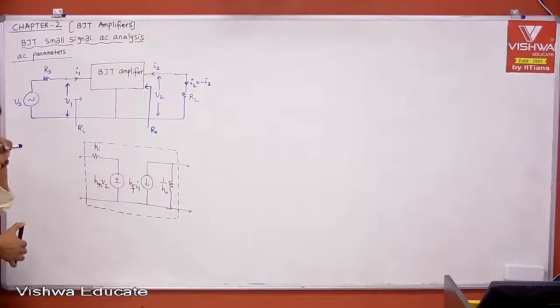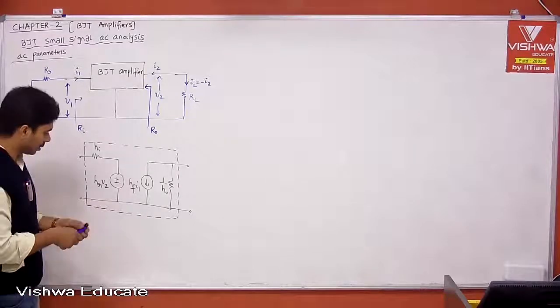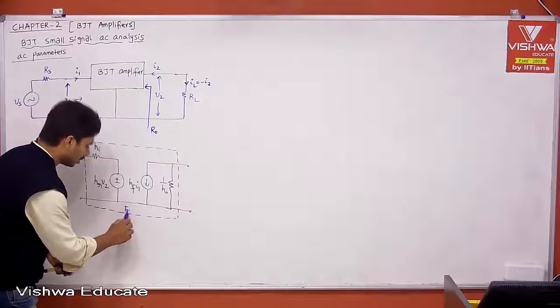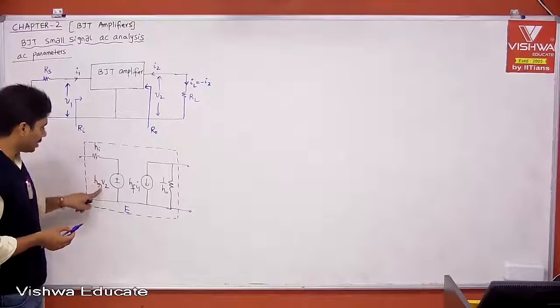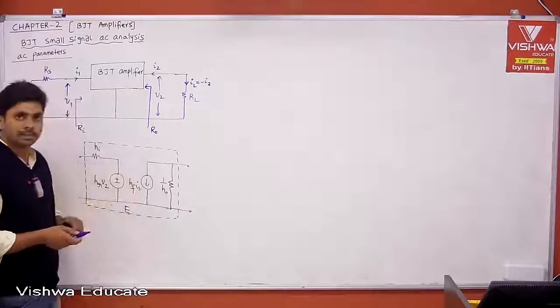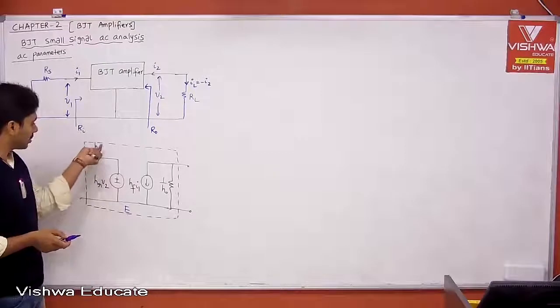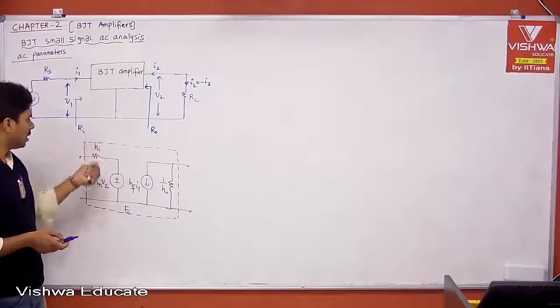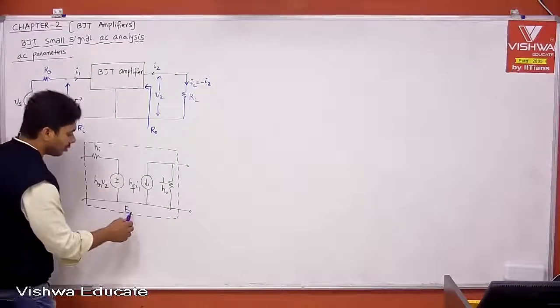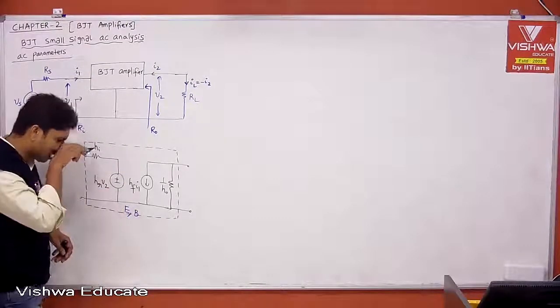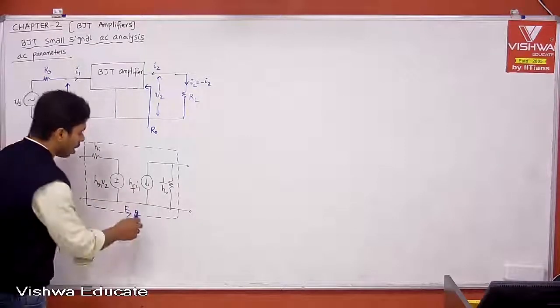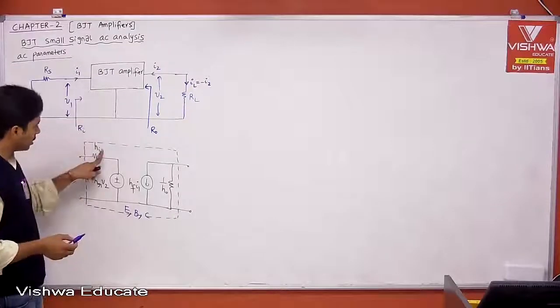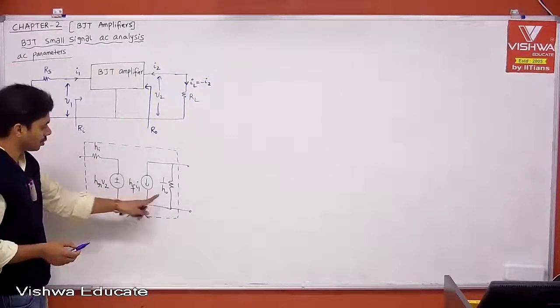Now if you consider your BJT, we have three terminals. Let us say this is emitter. Emitter is common. If emitter is common, then instead of HI, we should take HIE, HRE, HFE, HOE. We need to add an extra subscript, which is nothing but common emitter. Therefore, HIE, HRE, HFE, HOE. If base is common, then HIB, HRB, HFB, HOB. Or if collector is common, HIC, HRC, HFC, HOC.